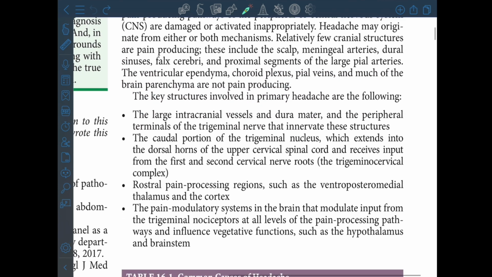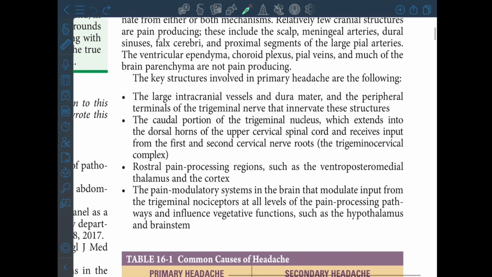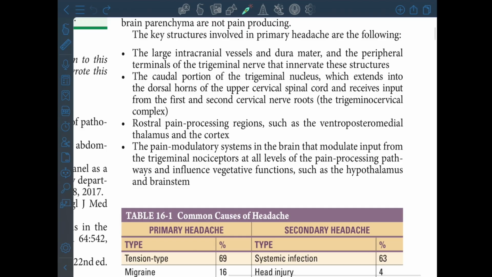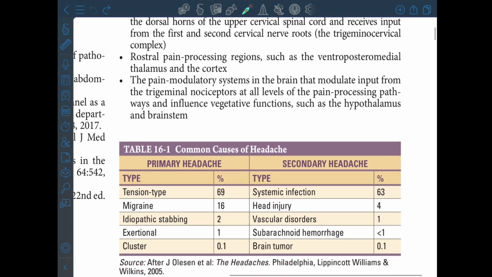The key structures involved in the primary headache are the following: the large intracranial vessels and dura mater and the peripheral terminals of the trigeminal nerve that innervate these structures, the caudal portion of the trigeminal nucleus, which extends into the dorsal horns of the upper cervical spinal cord and receives input from the first and second cervical nerve roots, the trigeminocervical complex. Rostral pain processing regions such as ventroposteromedial thalamus and the cortex. The pain modulatory systems in the brain that modulate input from the trigeminal nociceptors at all levels of the pain processing pathways and influence vegetative functions, such as the hypothalamus and brainstem.